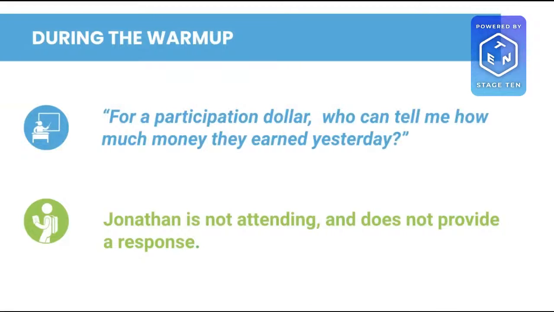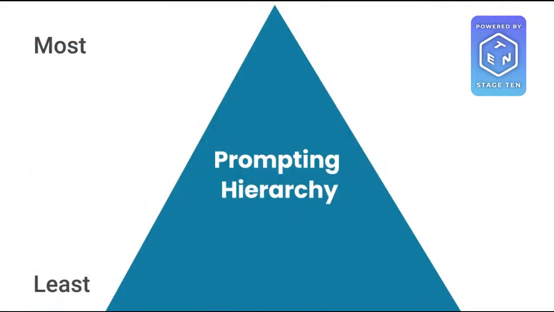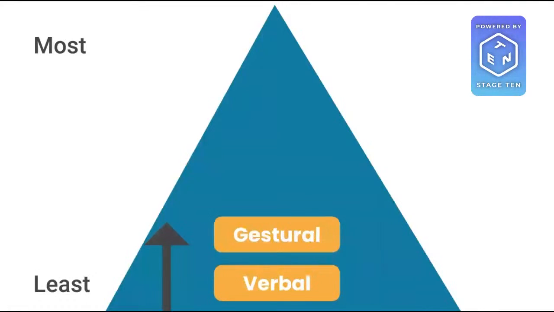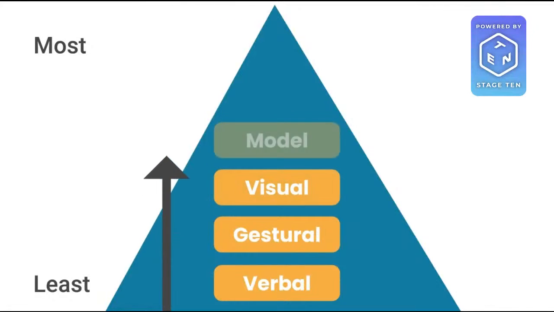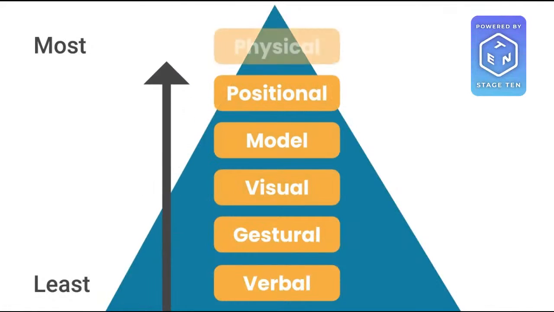Let's take a quick look at the prompting hierarchy. In order to appropriately prompt students, teachers should use this prompt hierarchy as much as possible. This includes verbal, gestural, such as pointing, visual, modeling, positional, and physical, which includes both partial and full physical prompts. To give students the opportunity to respond as independently as possible, teachers should use the least amount of prompting necessary before adding more prompts. We'll discuss this more as we explore the following scenarios.